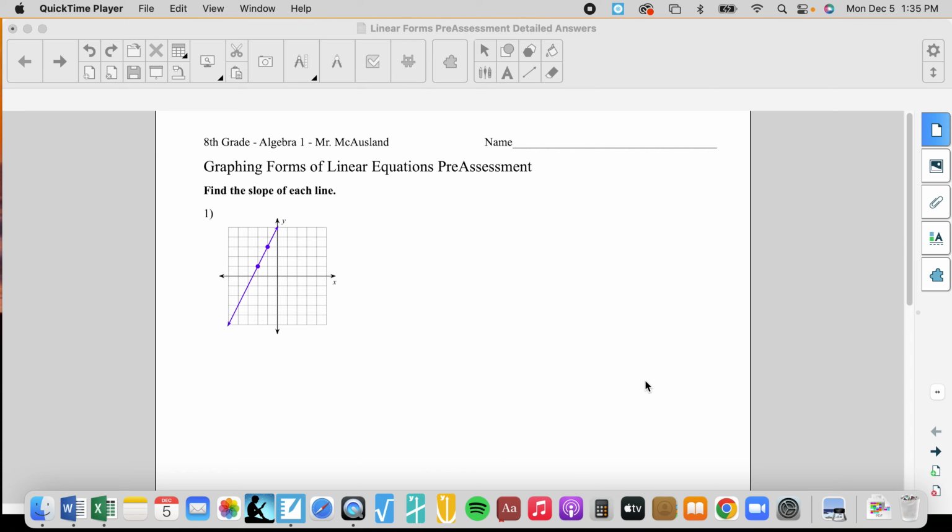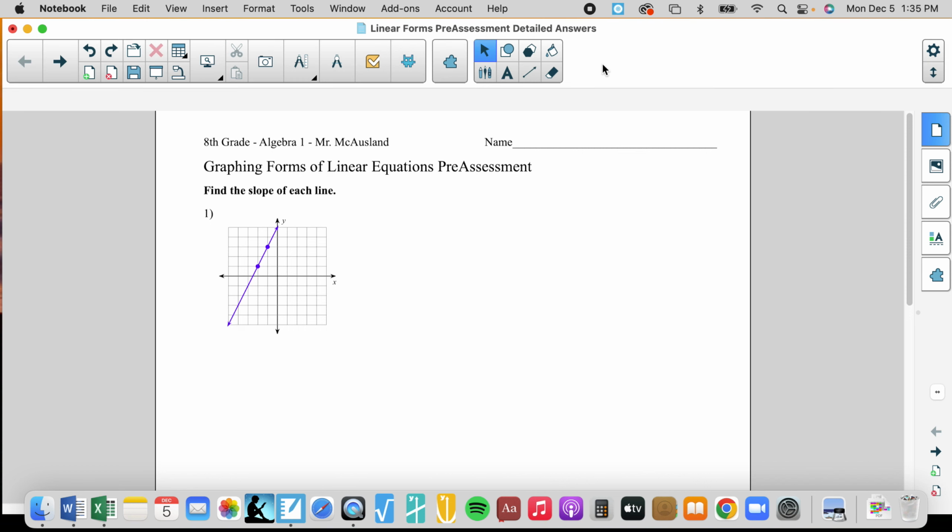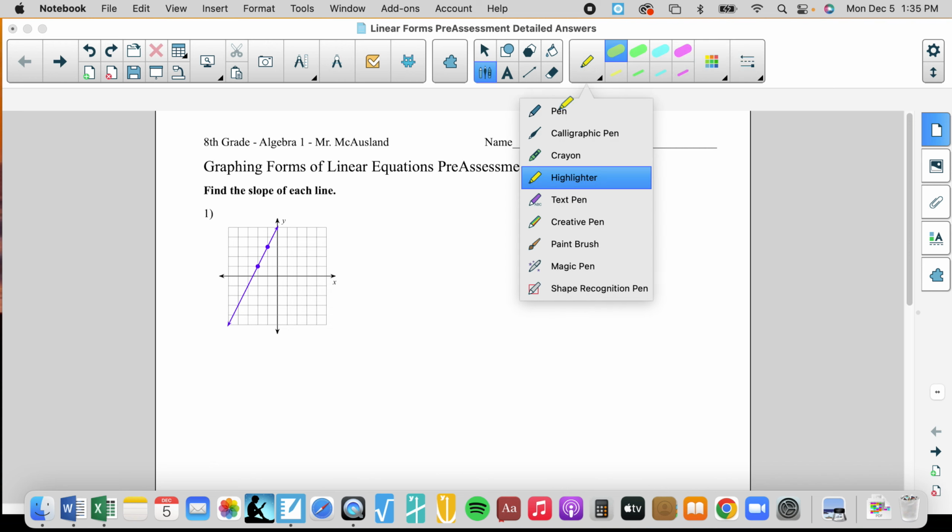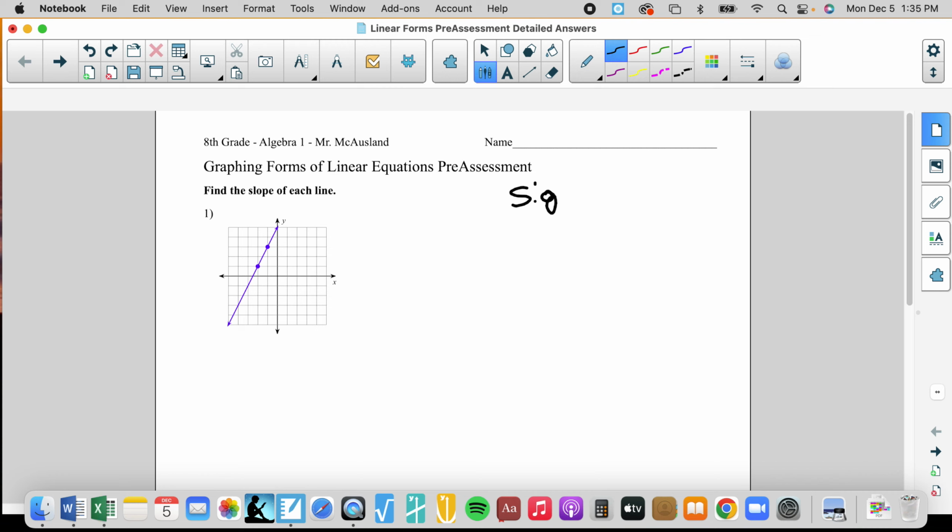We are going to cover the pre-assessment for linear equations and graphing them. So when we deal with linear equations, I showed you three different forms. You have slope-intercept form, which is y equals mx plus b.